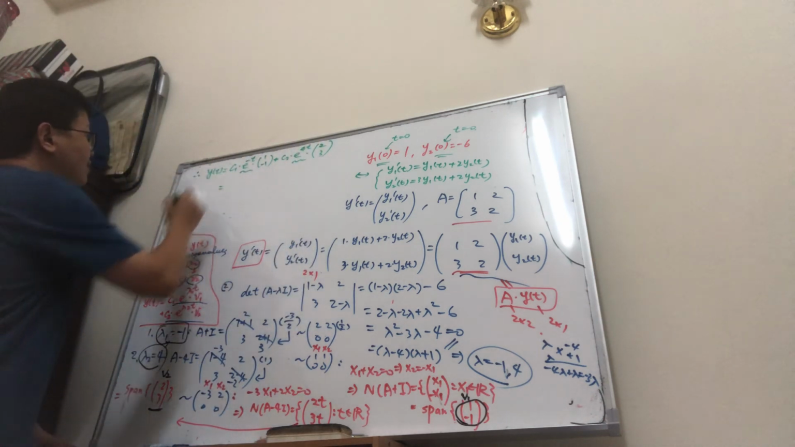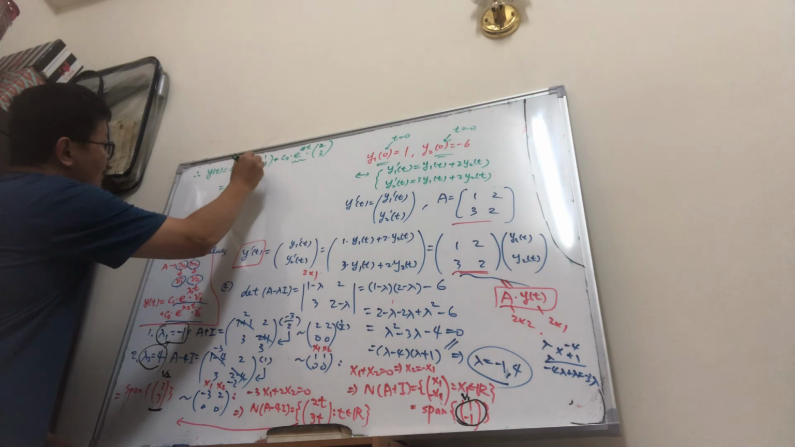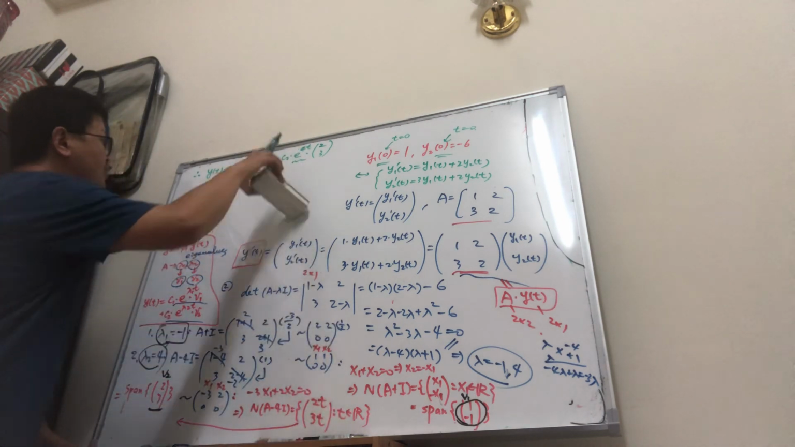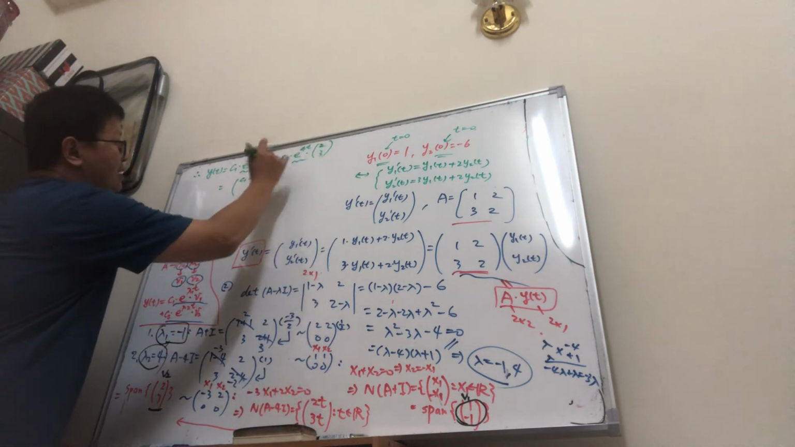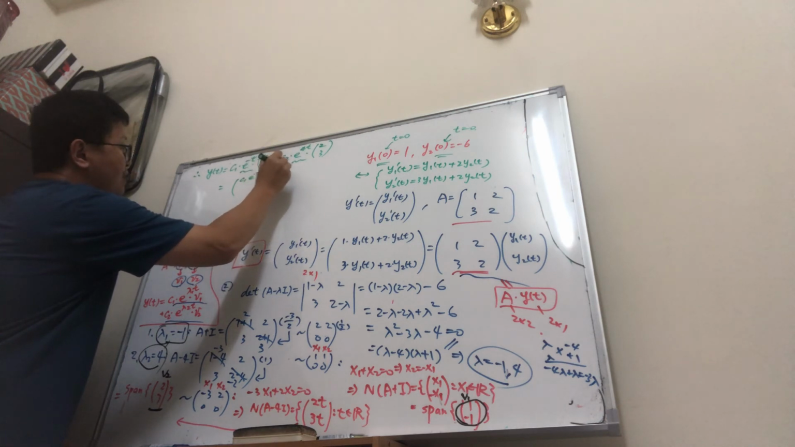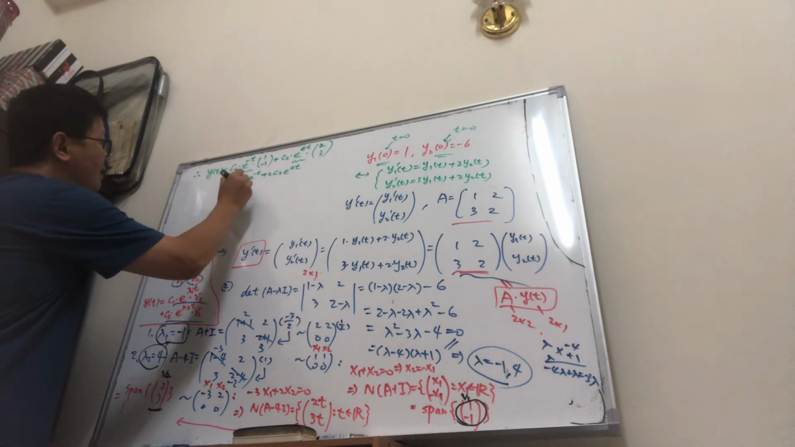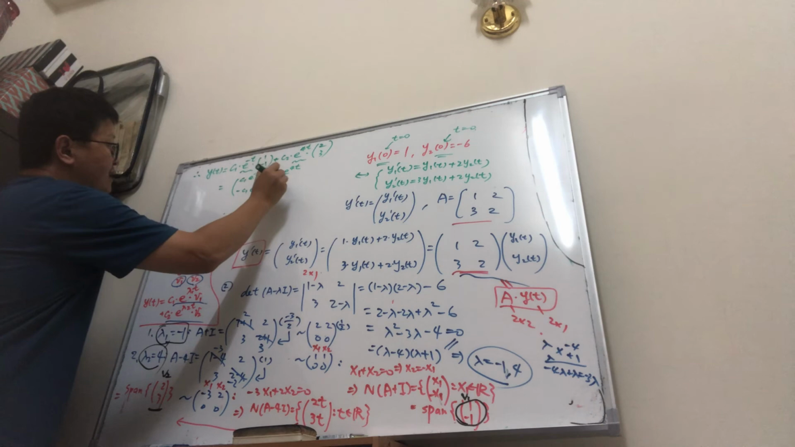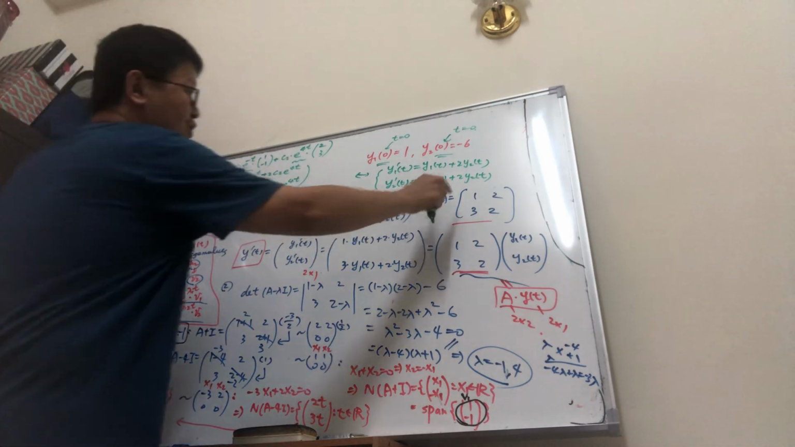So what's this? The first entry is c1 times exponential negative t times 1, plus c2 times exponential 4t times 2, so it becomes 2c2 exponential 4t. And the second entry is negative 1 times c1 exponential negative t, plus 3 times c2 times exponential 4t. And then now we have the initial condition.